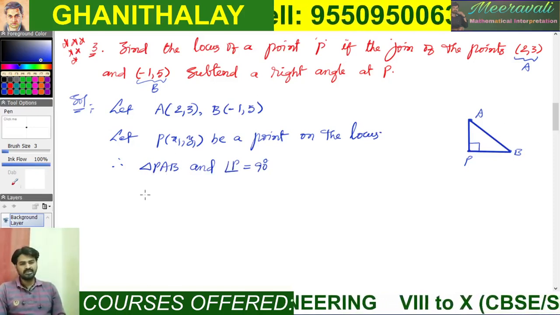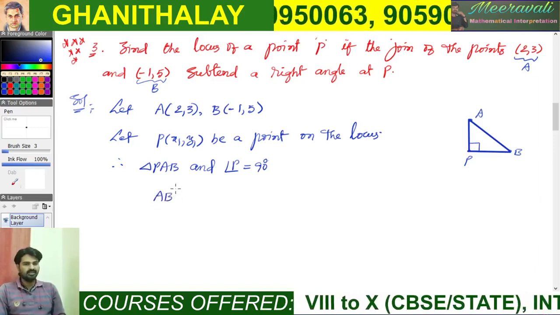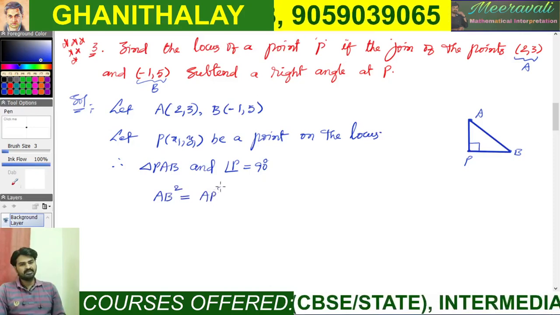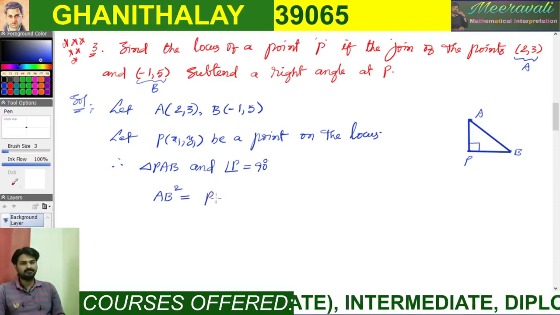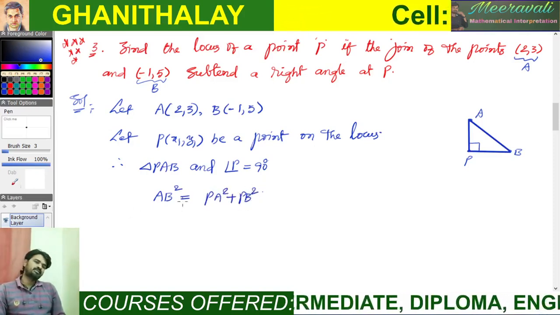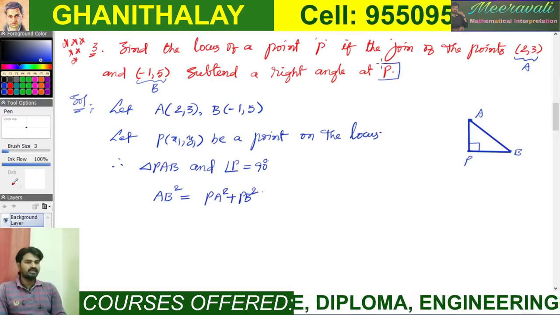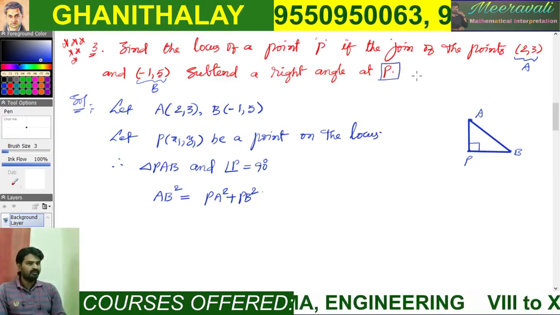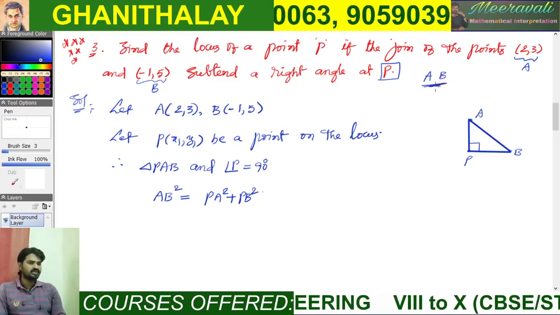Now remove the P here. The remaining vertices are A and B. If you join AB, this is the hypotenuse. Hypotenuse square is equal to the sides' squares: AP square, or AP can be written as PA square, plus PB square. This is the property for the right angle triangle. If 90 degrees is formed at P, the remaining vertices AB become the hypotenuse.